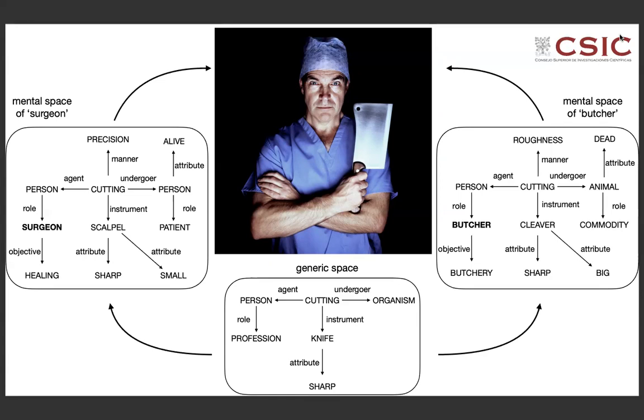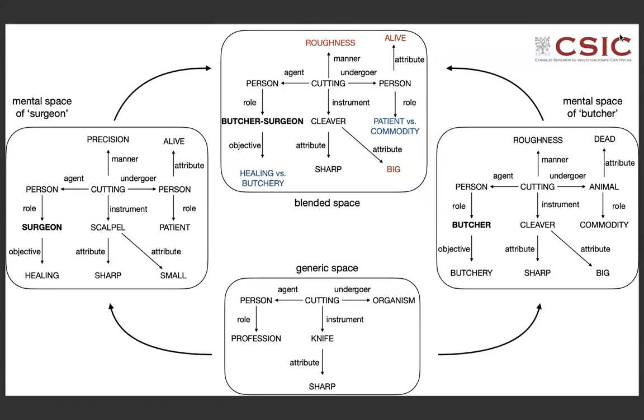Now, what the theory of conceptual blending also says is that when we do these blends, certain clashes also appear, and these clashes are what allow us to use conceptual blending in creative ways, right? So in this case, when we blend these things together, obviously we take certain things from one side. For example, we bring into the blended space the cleaver, not the scalpel, so that we have this sharp and big instrument, and maybe also the idea of the roughness of the cutting. But from the other side, we bring the patient, the person that is alive, you know?